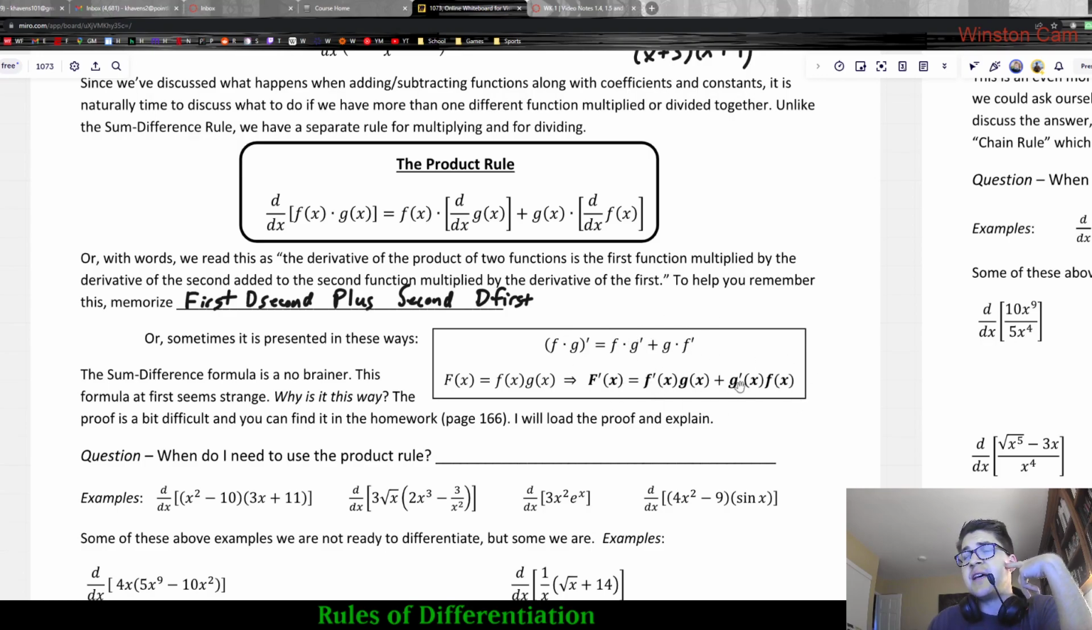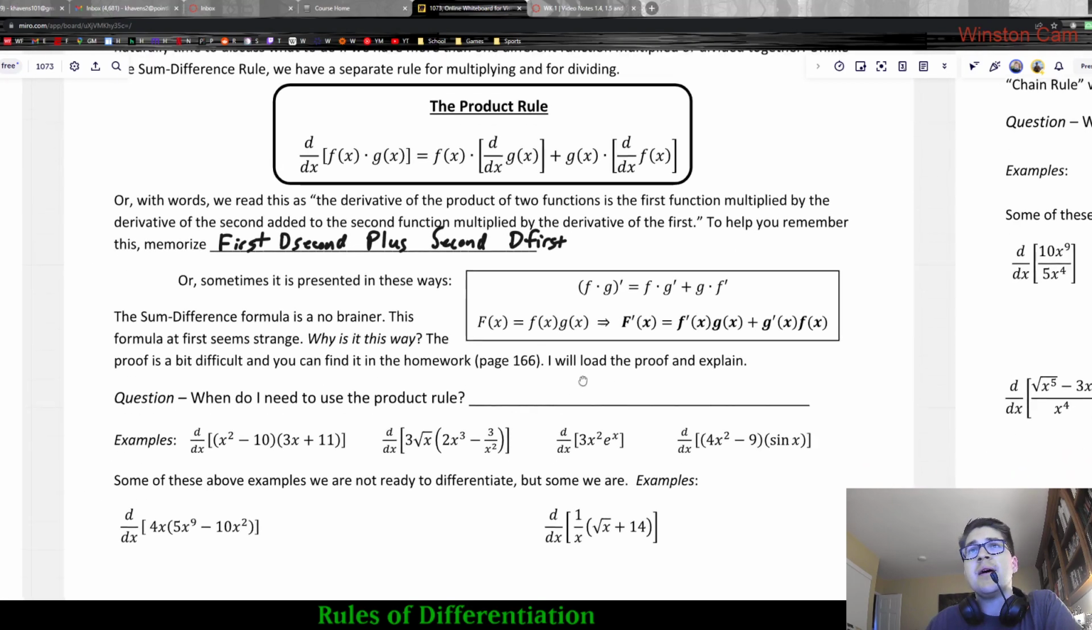Or again, using purely prime notation instead of the Leibniz differential operator, we could just write this as: if capital F is the product of lowercase f and g, capital F prime, the derivative of that product, will be, well, it's actually written backwards here, second d first plus first d second. And it doesn't matter which, addition is commutative, so we could reverse the order. I don't know why I wrote it backwards here, but you might see these other forms in other textbooks, or if you just Google product rule, it should show up, and so on.